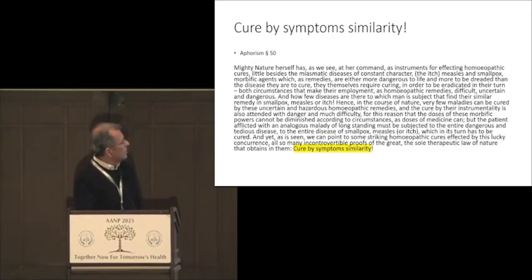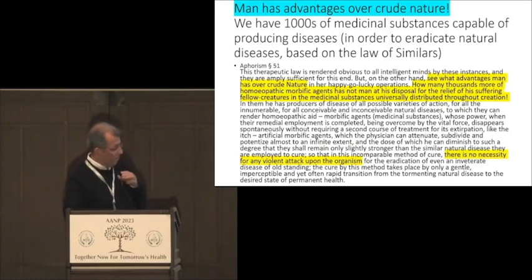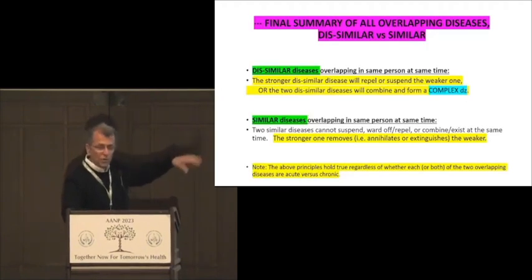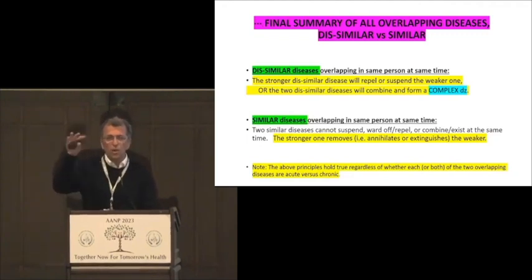Let's see, what else do we want to cover here? Okay, man has advantages over crude nature. Aphorism 51 talks about that. We have thousands of medicinal substances capable of producing diseases in order to eradicate natural diseases based on the law of similars. And this is an overall summary at the bottom of the second page of your handout here. It's just a summary of the entire talk.